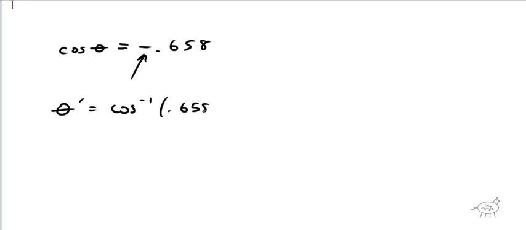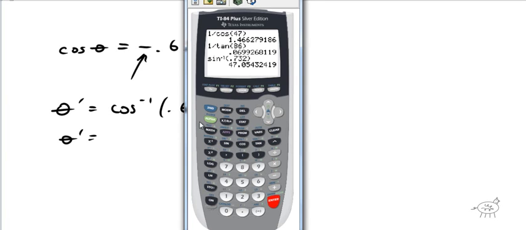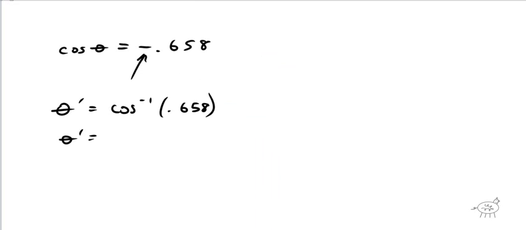Let's do cosine of theta is equal to negative 0.658. All right, and how do you do this problem? Remember, we ignore the negative for now, so we're going to find a reference angle. So theta prime is equal to inverse cosine of 0.658. Inverse cosine of 0.658 is about 49 degrees.